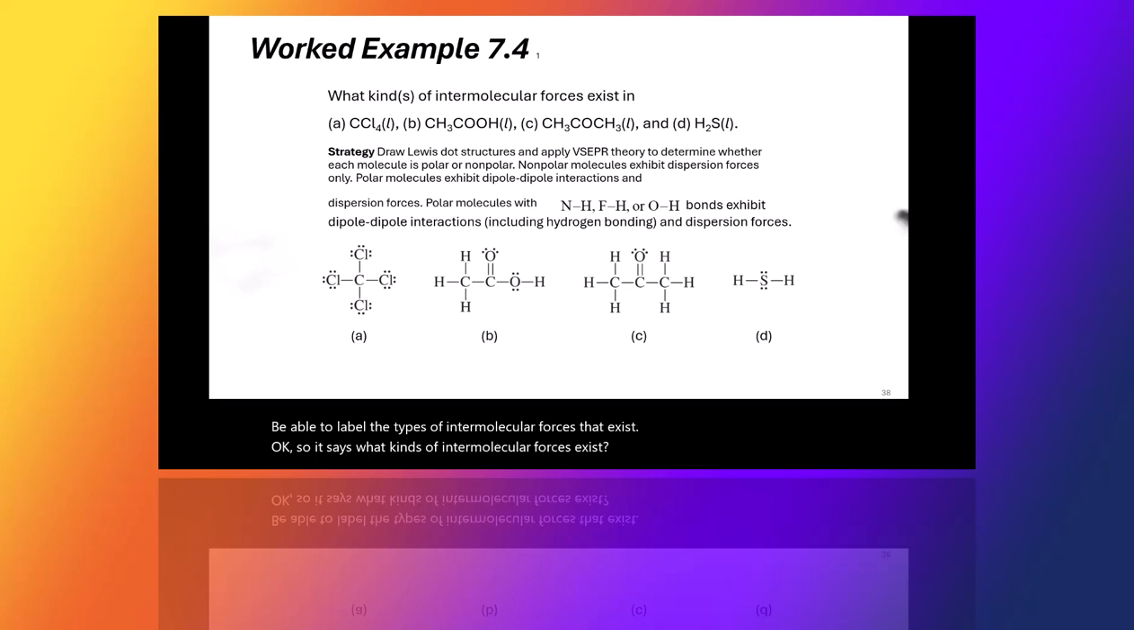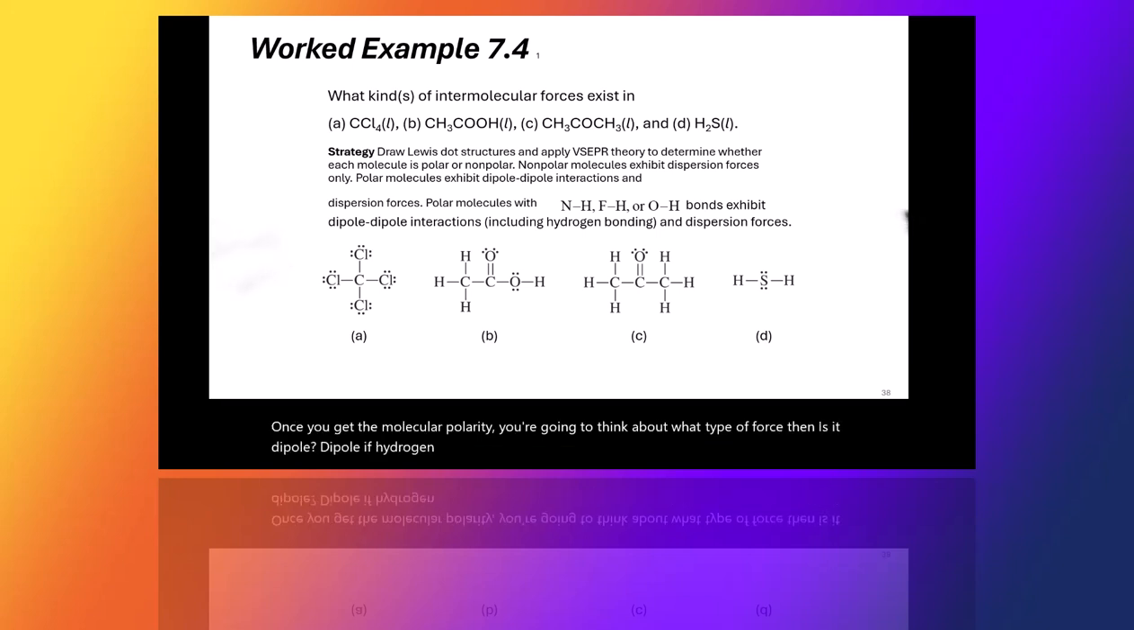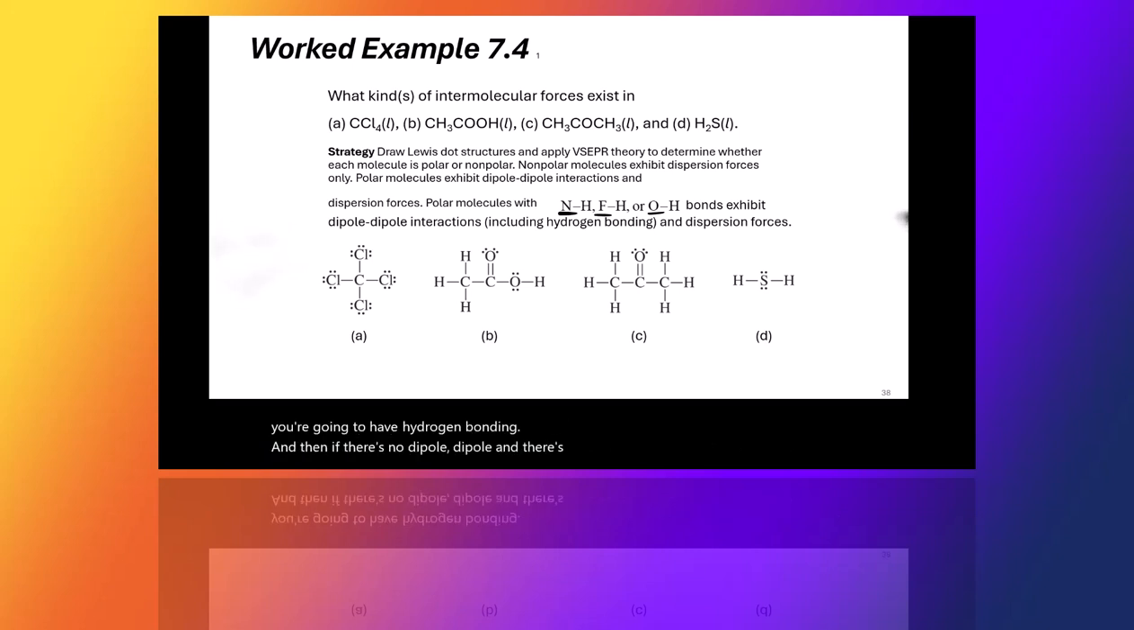Yes, you have to draw the Lewis structure. Yes, you have to apply VSEPR. Yes, you have to evaluate the bond polarity. And ultimately, you're going to use the VSEPR and the bond polarity to determine molecular polarity. Once you get the molecular polarity, you're going to think about what type of force then. Is it dipole-dipole? If hydrogen's attached to either nitrogen, oxygen, or fluorine, then you know you're going to have hydrogen bonding. And then if there's no dipole-dipole and there's no hydrogen bonding, then the only thing it can be is dispersion forces.